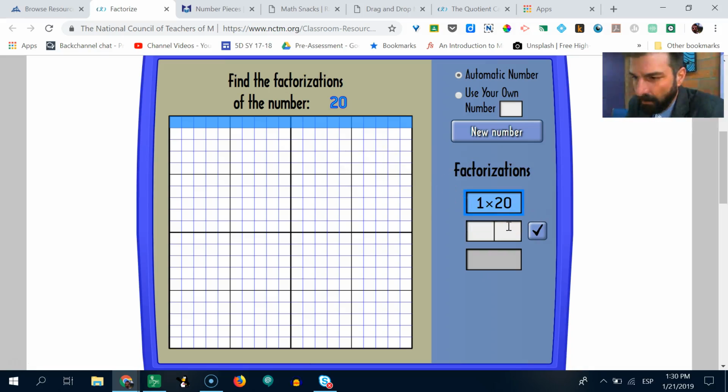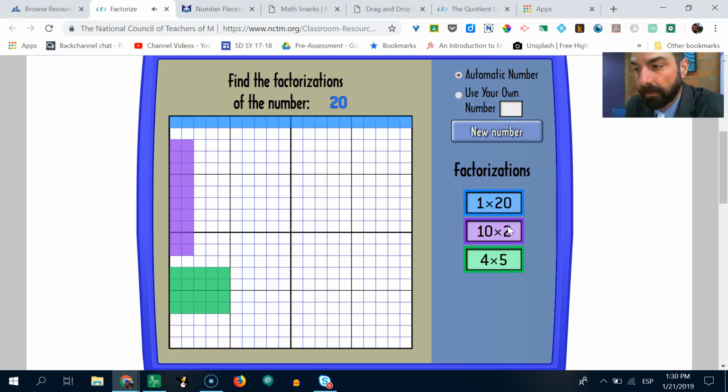Thinking through, I know even numbers always have 2 as a factor. So I know 2. What if I switch it, 10 times 2? There we go. And then I'm looking for one more. I know 3 is not a factor. 4 is a factor. 4 times 5. And those are the 3 factorizations of 20: 1 times 20, 10 times 2, and 4 times 5.